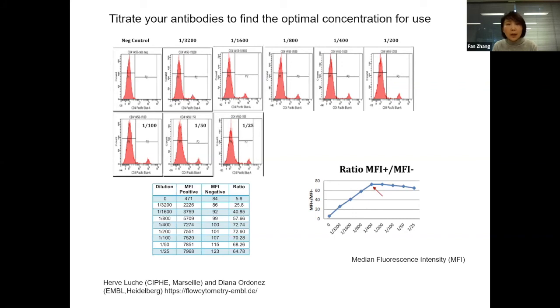So incubate your cells with this range of concentrations, run a sample on a flow cytometer, gauge the positive and negative populations, and calculate the median fluorescence intensity. If we plot the ratio of median fluorescence intensity of the positive population over the negative population against the dilution, the optimal concentration can be found at the saturation point.